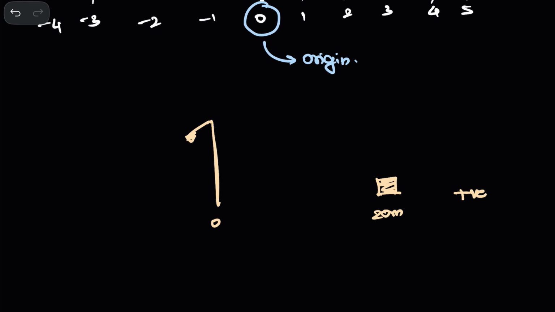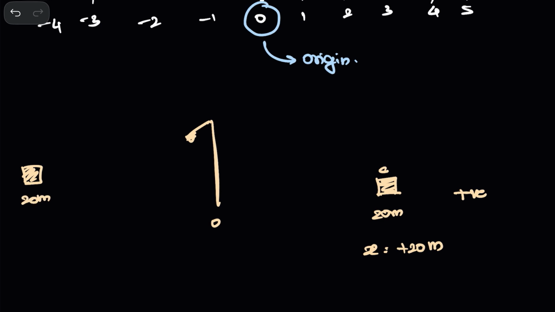I would describe the position of this object. Let's say this is a car. The position would be x is equal to 20 meters. Let's be more specific: x is equal to plus 20 meters. Let's say I put my car to the other end.